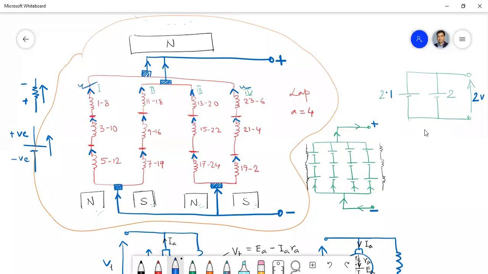But the problem is, you just check. What is the problem in this? If this is 2.1 and this is 2 volt, there will be a circulating current. Who will drive the circulating current? The circulating current will be driven by this voltage difference. So there is a voltage difference of 0.1 volt.